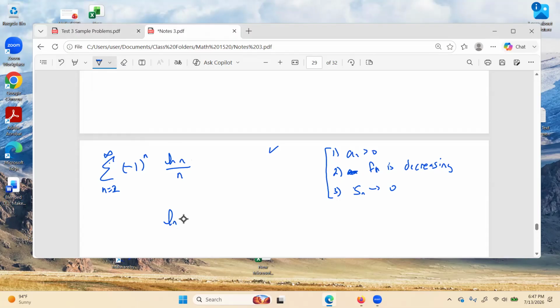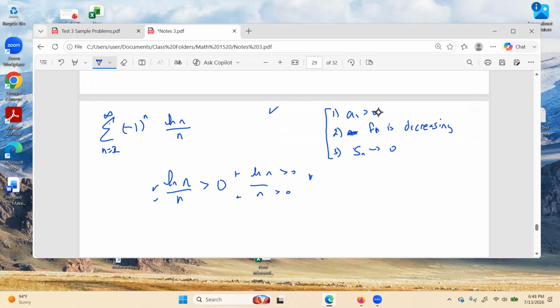So is every ln of n over n greater than or equal to 0 for all my n's starting at 2? And I think we could safely say by inspection, yes, it is. We can go ahead and say ln of n is greater than 0, n is greater than 0. We have greater than 0 over greater than 0, so we are positive for both of these pieces. Positive over positive is going to be positive. It's greater than 0. So the first condition is set up here.